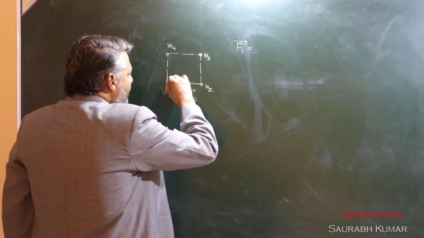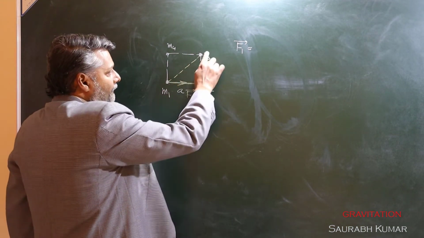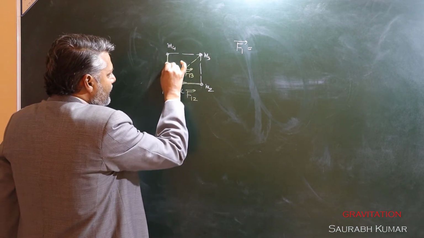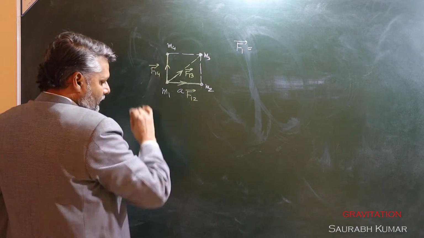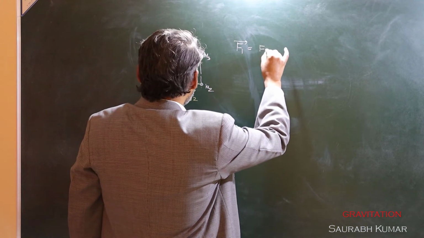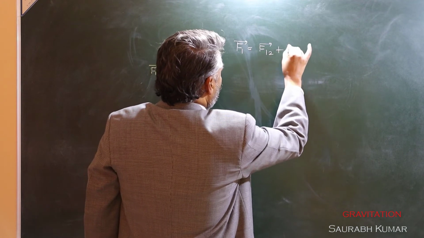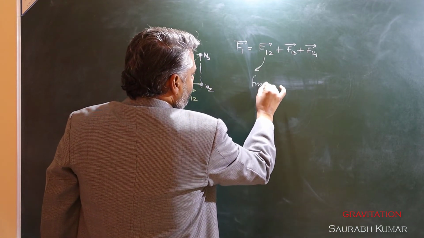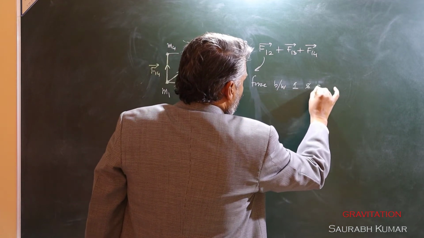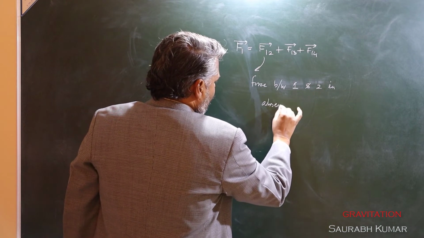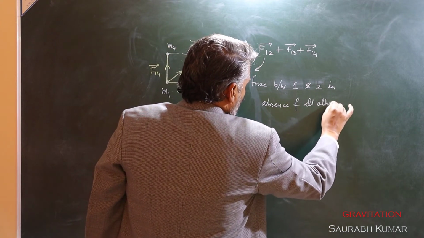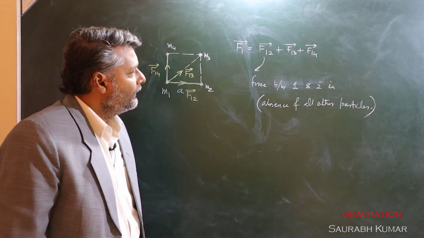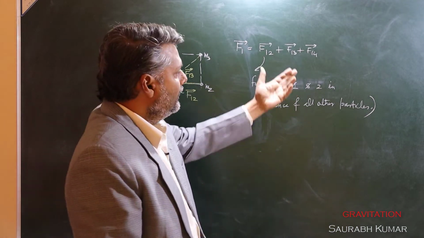Then the force between 1 and 3, in absence of all others, so you will focus only on 1 and 3. Along the line joining them, attractive. Force on 1 because of 3. 1 and 4, line joining them. Force on 1 because of 4. So the net force will be the vector sum of the individual forces, F12 plus F13 plus F14. What is F12? Force between particle 1 and particle 2 in the absence of all other particles. We can conceptually add this part. What is F13? Force between 1 and 3 in the absence of all others, 1, 4 and so on.